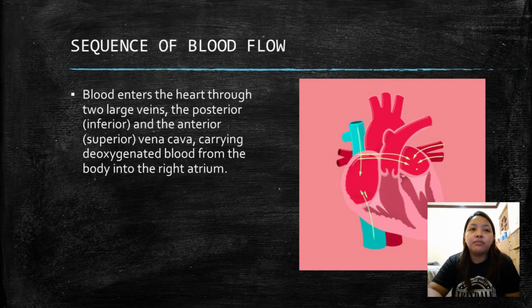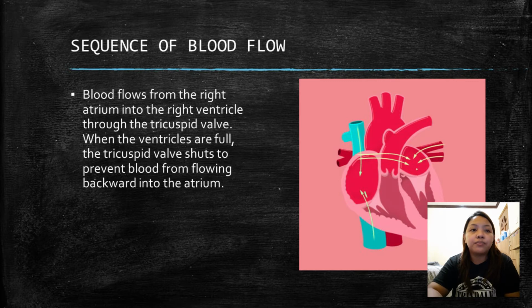Sequence of blood flow. Blood enters the heart through two large veins, the posterior and the anterior vena cava, carrying the deoxygenated blood from the body into the right atrium. Then, the blood flows from the right atrium into the right ventricle through the tricuspid valve. When the ventricles are full, the tricuspid valve shuts to prevent the blood from flowing backward into the atrium.